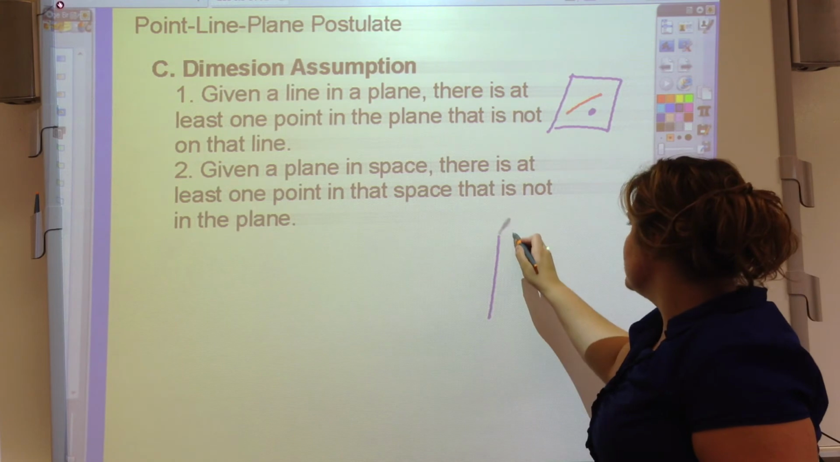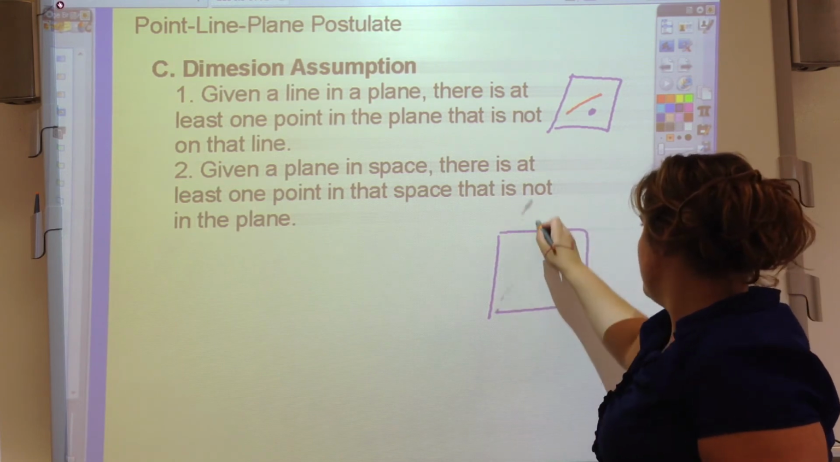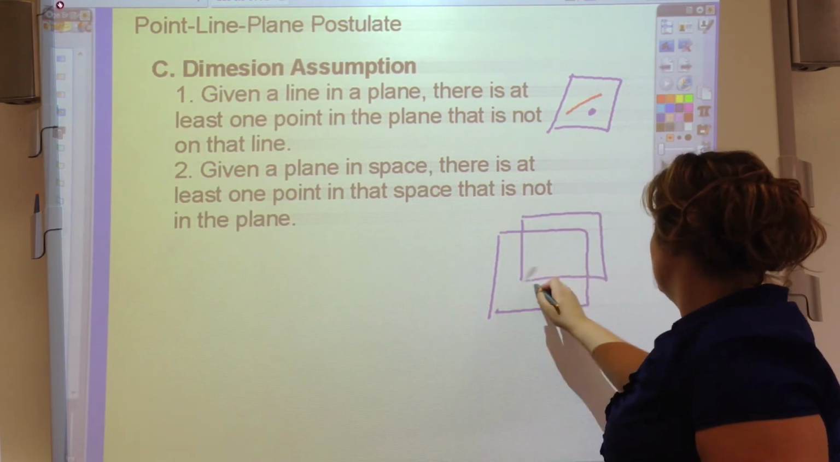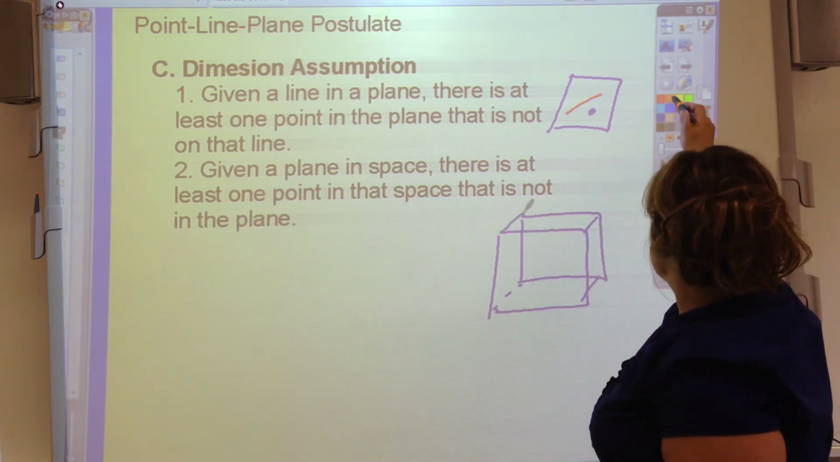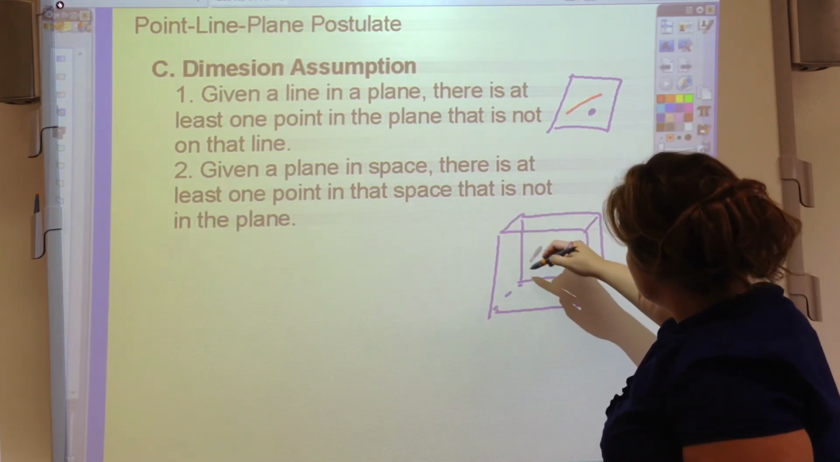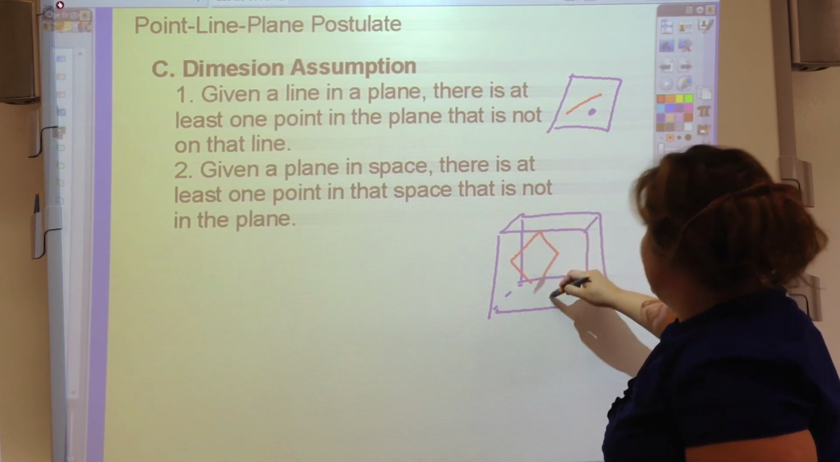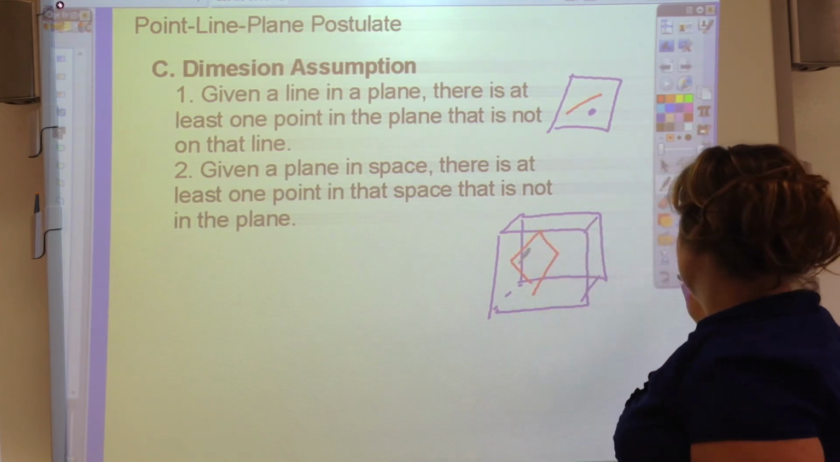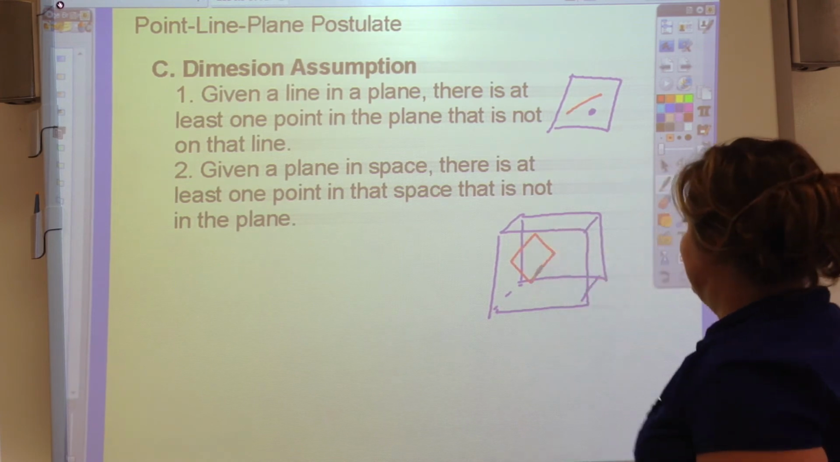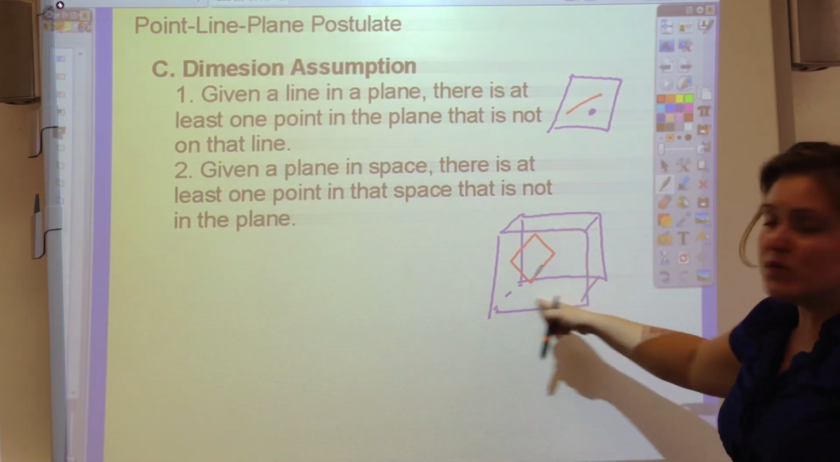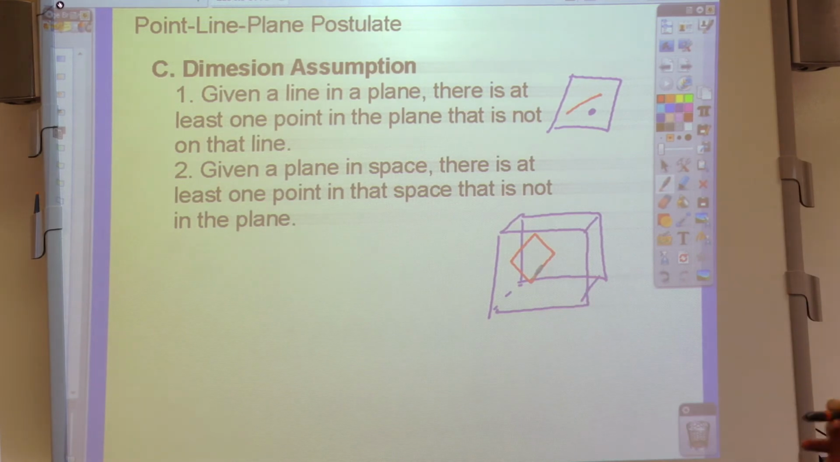line. So for example, let's say I have some three-dimensional space out here. And inside it, I have some sort of plane. Oops. Let's make sure those lines connect. I have some sort of plane. You can see that there has to be some point in that space that is not on my plane.